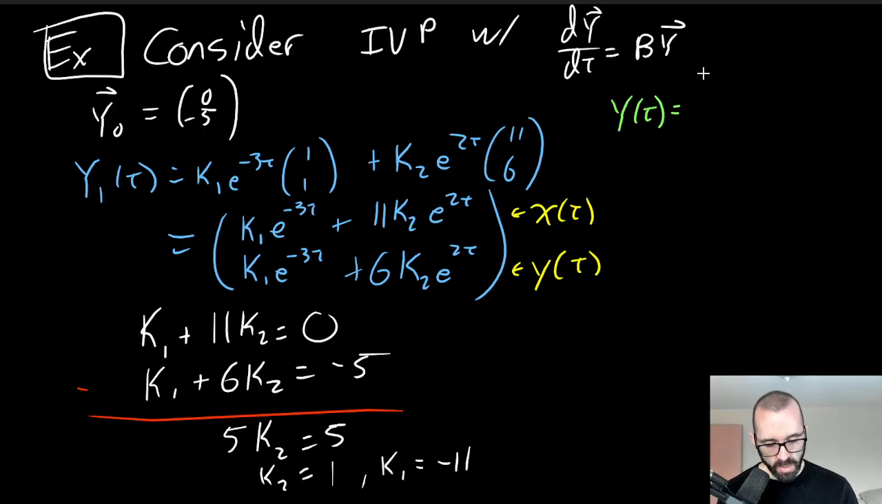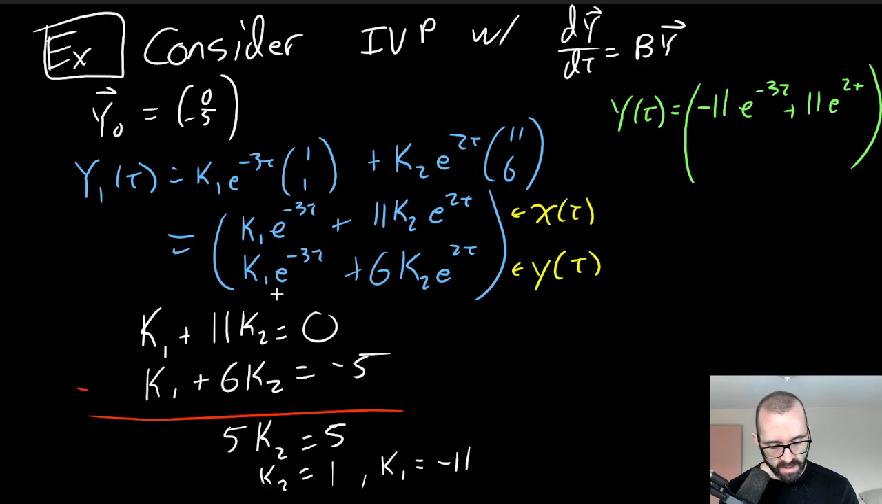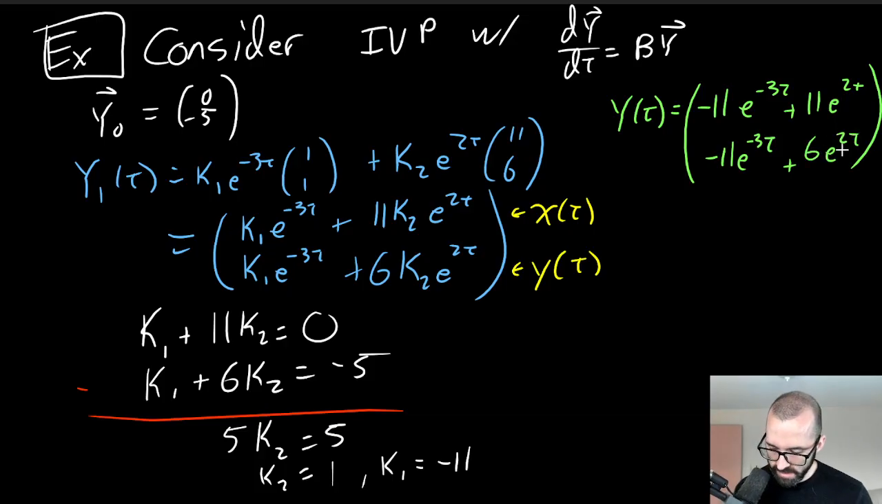It's just going to be K1, which we said was negative 11. And actually, I'm going to write it in this vector form. K1 e to the negative 3t plus 11 times K2, which is 1, e to the 2t. And then similarly, the y coordinate is K1, negative 11, e to the negative 3t plus 6 times K2 e to the 2t. Check my work to make sure that I didn't make a silly mistake. Negative 11 e to the negative 3t, plus, yeah, I wrote them down in a different order on the other one. That's interesting. Okay, that is right.